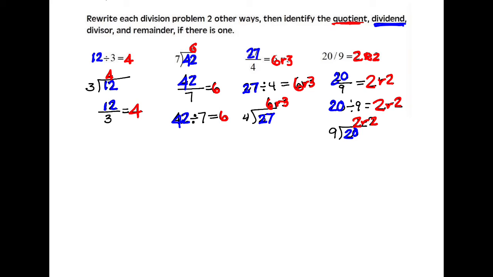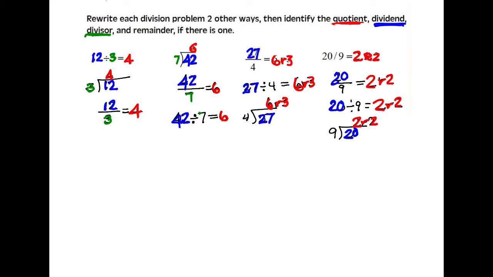Okay, and then the next one is the divisor. The divisor is what you're dividing it by, so the number of boxes if you're dividing apples up. Your dividing by number is there.